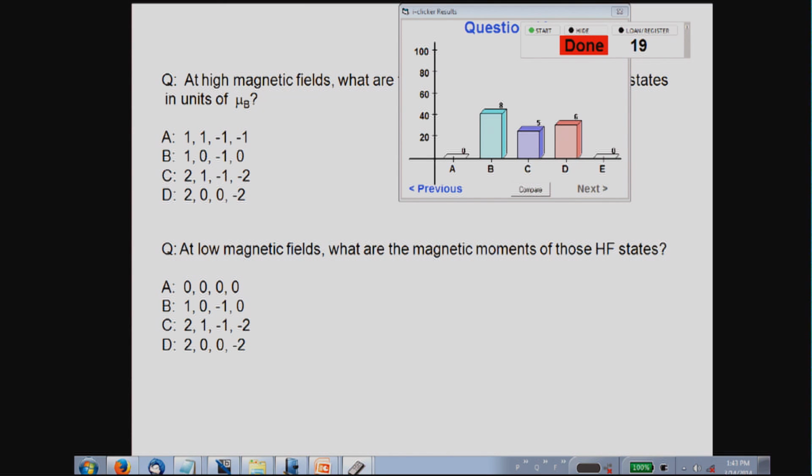All right. Let's discuss it. What is the structure of the ground state at low magnetic field? What is the good quantum number at low magnetic field? F. It's like hydrogen.